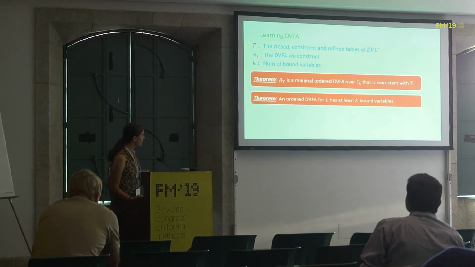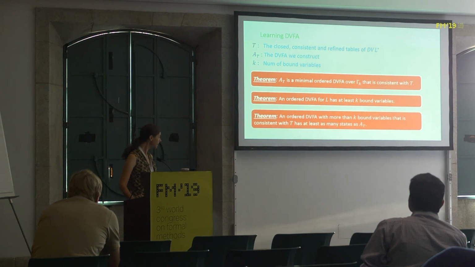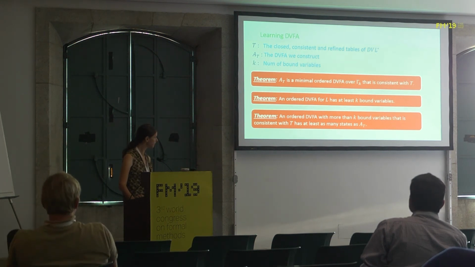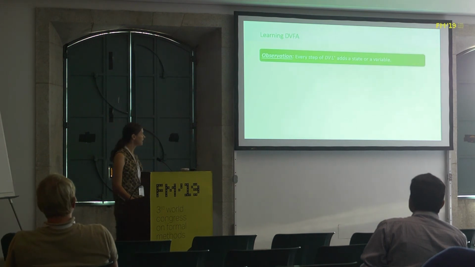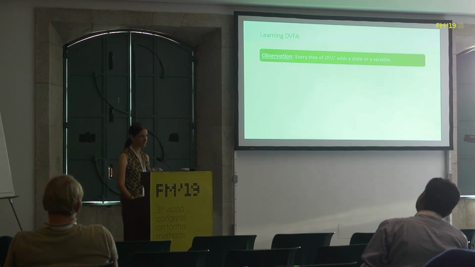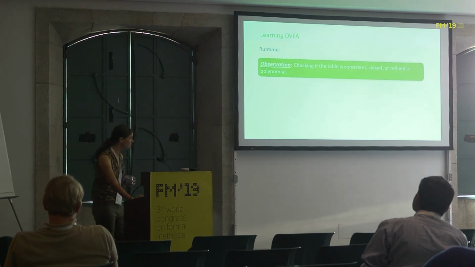We can also show that an ordered DVFA for the language has at least K bound variables, so we didn't add too many. And finally, we can show that any ordered DVFA with more than K bound variables is larger than the automaton that we construct. Now, along with the observation that every step of the algorithm, which we call Lstar, adds either one state or one variable, it means that we converge eventually to the minimal ordered DVFA with a minimal number of variables. So this is for the correctness of the algorithm, and now for the runtime.